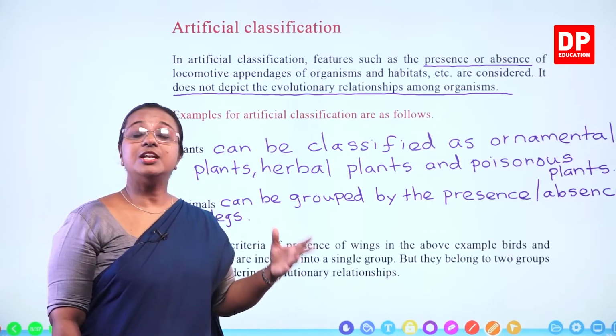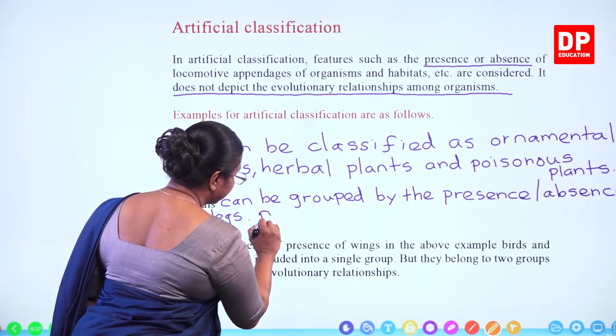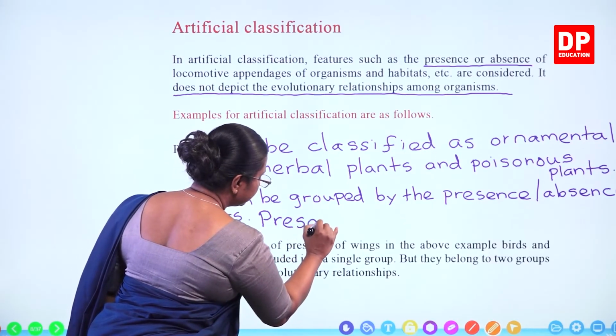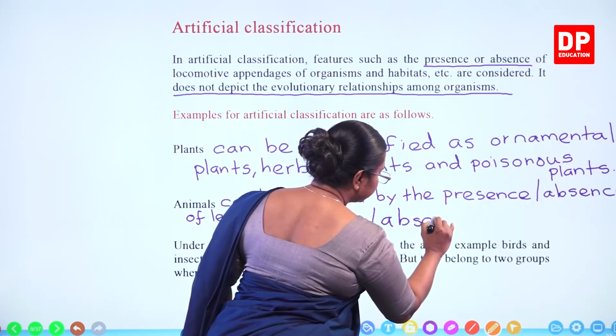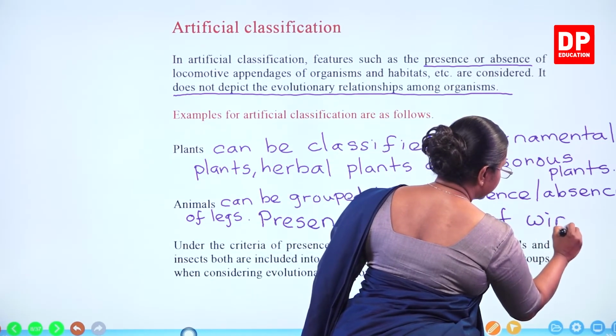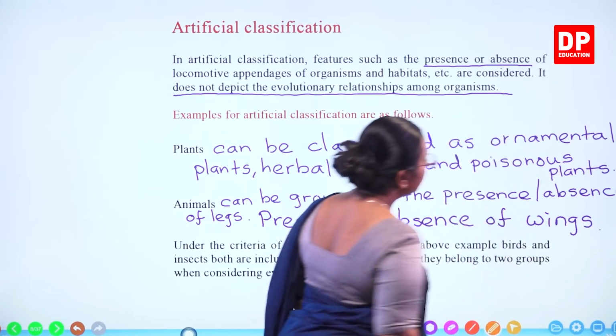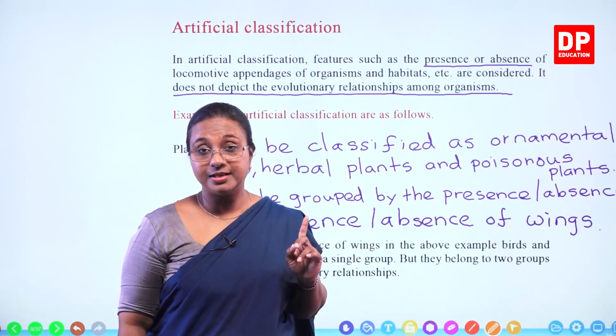Similar to that, we can use the presence or absence of wings. So that is another criteria. Presence and absence of wings. So in both instances, we only consider just one criteria.